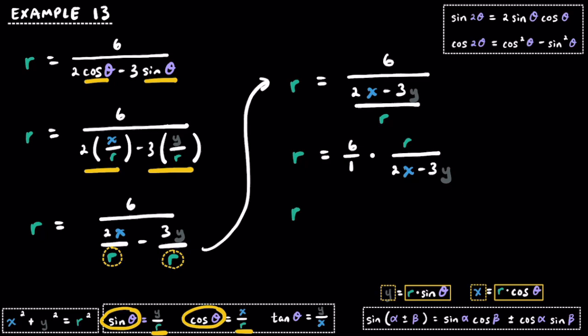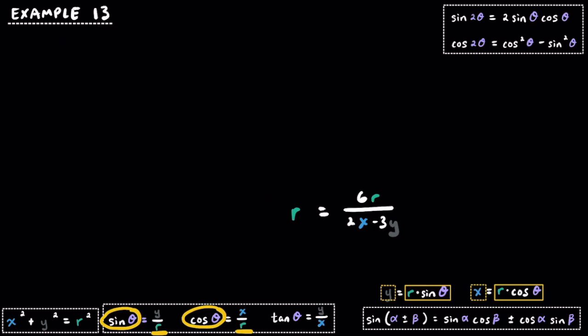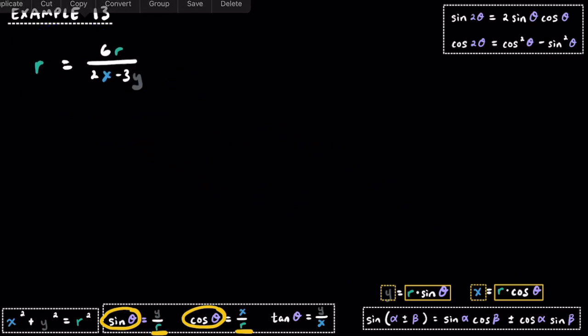Multiplying the right side out, we get r is equal to 6r in the numerator, and in the denominator, we just have 2x minus 3y. All right, so it's looking a little cleaner, but we need a little more space to finish up this problem, so let's clear up some space and move this over here. And what can we do? Well, maybe we'll multiply both sides by this 2x minus 3y just to get rid of the fraction. So multiply both sides by 2x minus 3y.